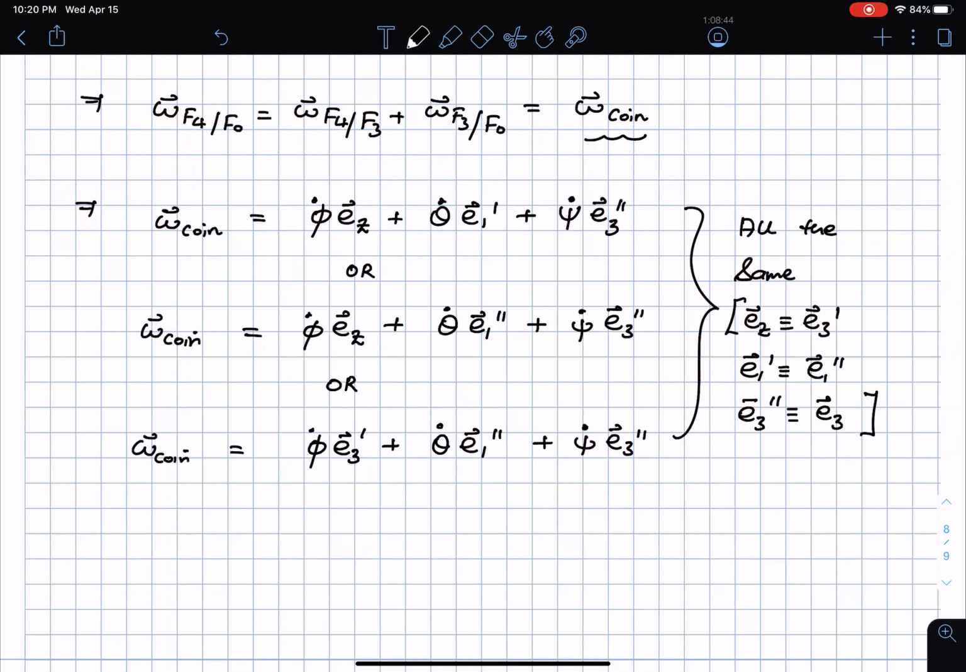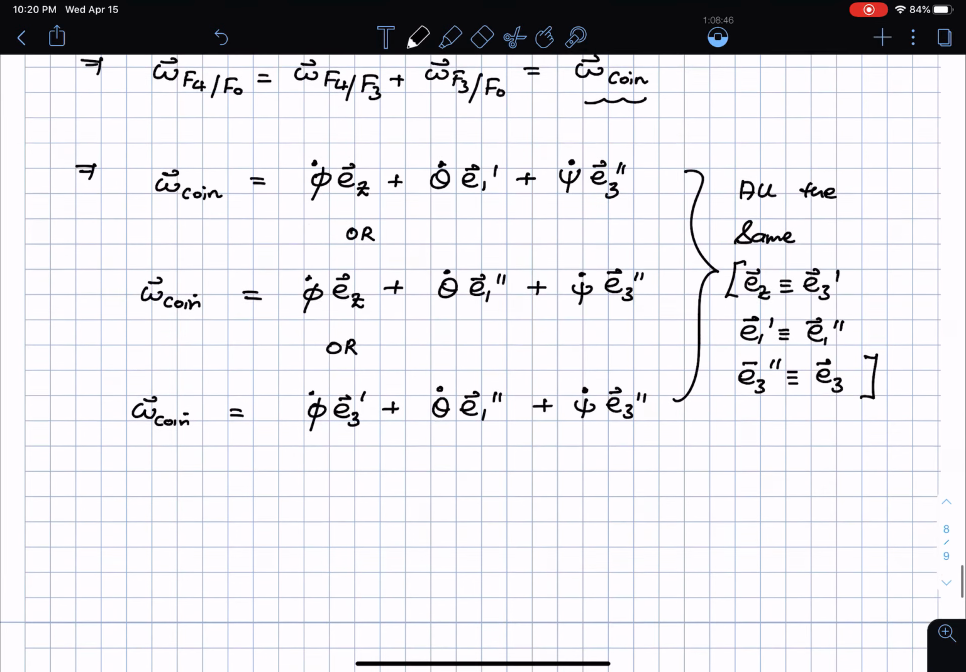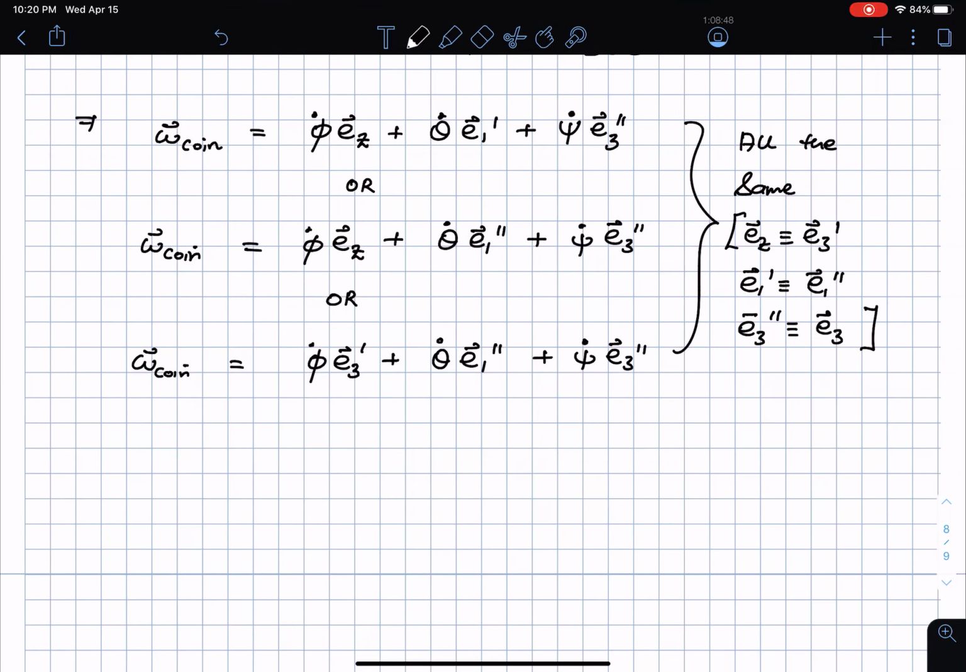Okay, the couple of things that I want to mention are the following. The first thing is this. There is a physical singularity. This is something that we had discussed in the previous lecture. At the reference configuration of the coin, let me write this carefully.